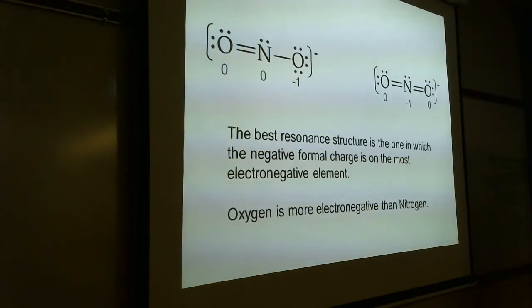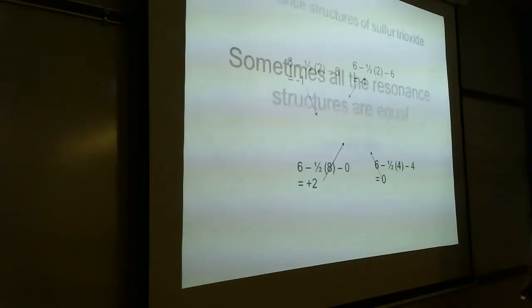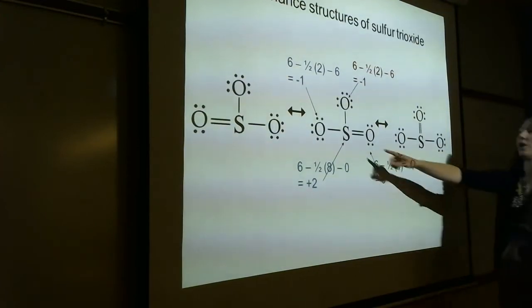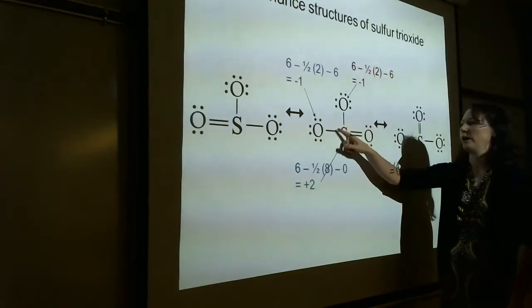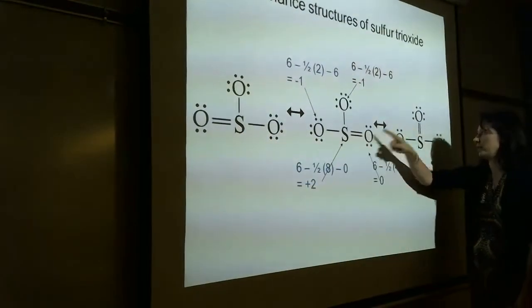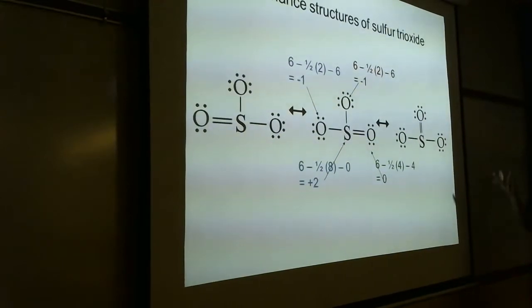All right. Now, sometimes you have resonance structures that are equal, and there's not one that's favored. So let's look at an example. So this is sulfur trioxide. All right? We've got sulfur, double bond, single bond, single bond. And notice the double bond's on the left, it's on the right, it's on the top. Right? These 3 are equally favored.